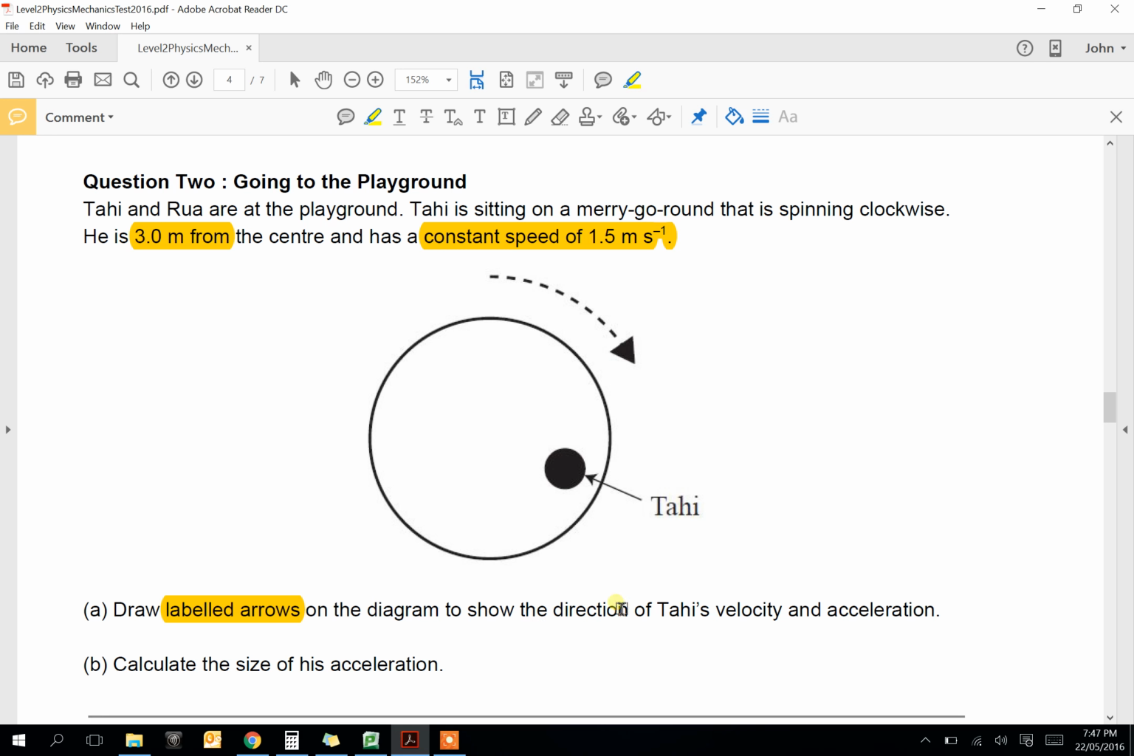arrows on the diagram to show the direction of Tahi's velocity and acceleration. I always spot where there's 2 things to do, because so many students only do 1 when there's 2 to do. So velocity is going this way, and I know velocity will always be at a tangent to the circle, so I labelled that one. And acceleration, and I should remember with circular motion that the acceleration always points towards the center of the circle. Okay, so I'm expecting that to be achieved because it's just some things that really I should remember.